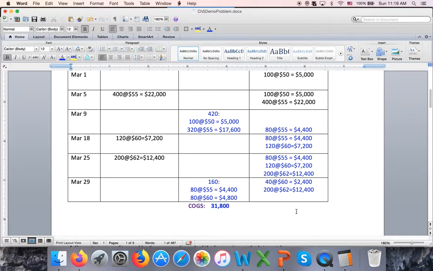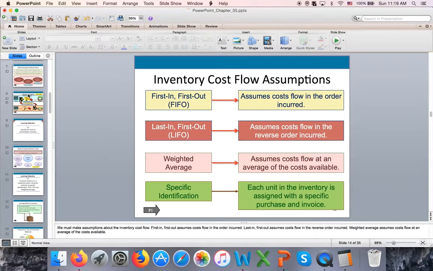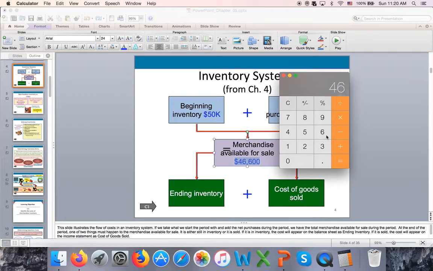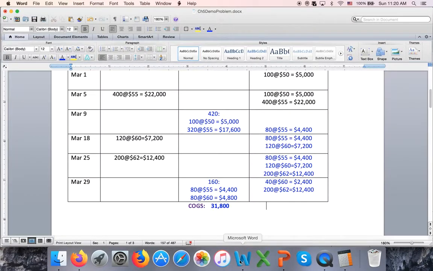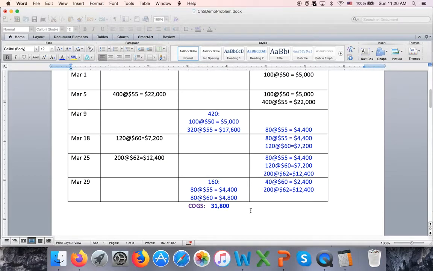Guys, I don't even have to calculate inventory. Remember, I can simply, let me go back right here, take my merchandise available for sale, 46,600. Let me do it, 46,600. And I'm going to subtract, I already have cost of goods sold, so let me subtract 31,800. That gives you ending inventory. So it's $14,800. You can double check. So it's what's left: 2,400 plus 12,400, which is 14,800. And so guys, again, I have COGS plus ending inventory equals my merchandise available for sale.